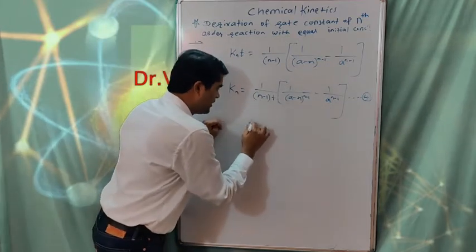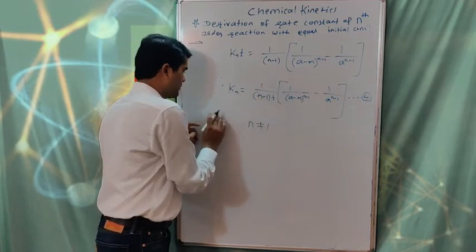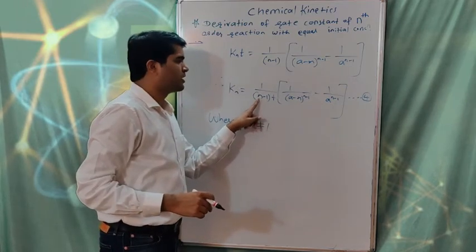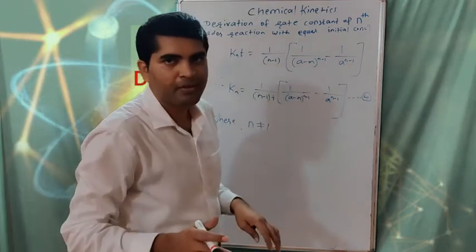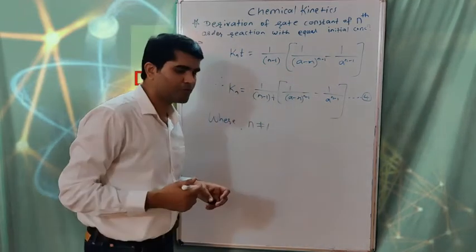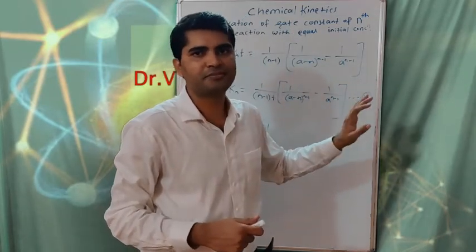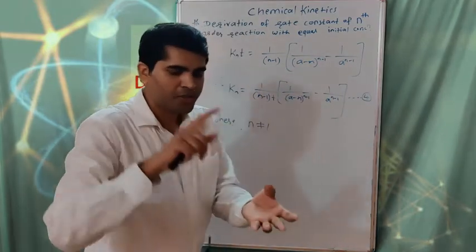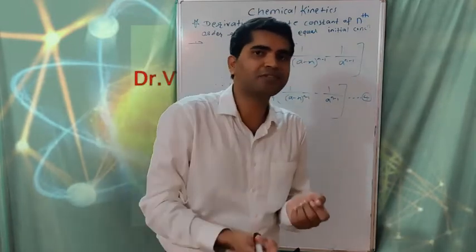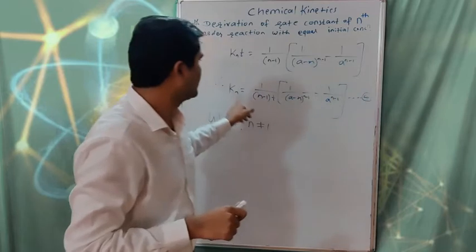But in this case n is not equal to 1. Note down, n is not equal to 1. Why not equal to 1? Because if you put n equal to 1, 1 minus 1 will be 0, and 1 upon 0 is infinity, which is undefined, so we don't know that value. Therefore it is not applicable for a first order reaction, and we know that for a first order reaction the rate constant is in terms of logarithm. So this equation is applicable for zero order, second order, third order, fourth order, fifth order, sixth order with equal initial concentration. So the necessary condition is what? Equal initial concentration, and the order should not be 1. So for that it is applicable.